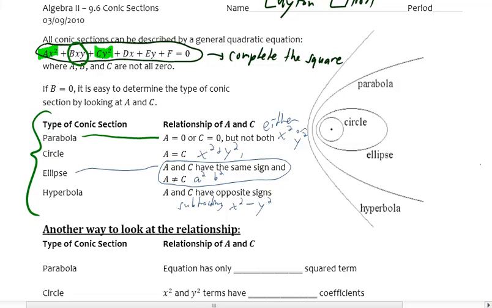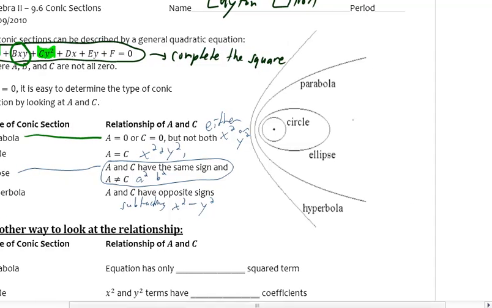So take a moment and kind of catch up. I'm going to pop over to the right side here and look at these images that we have. Remember that a circle is a special case of an ellipse. With a circle you have a radius squared, and with an ellipse you have an a squared and a b squared.